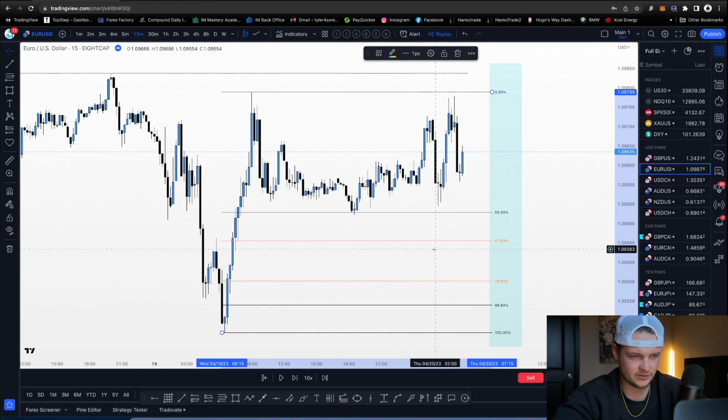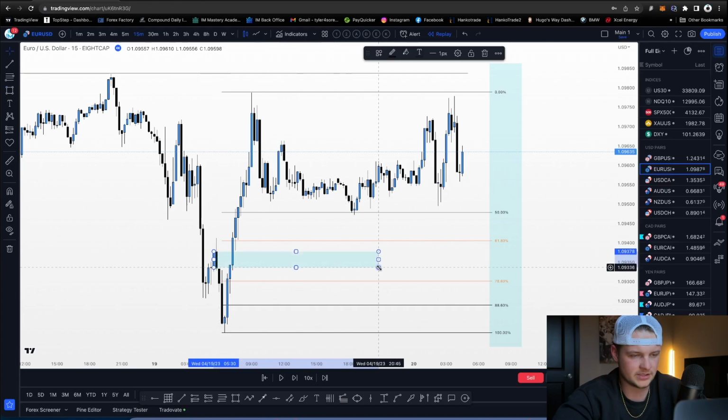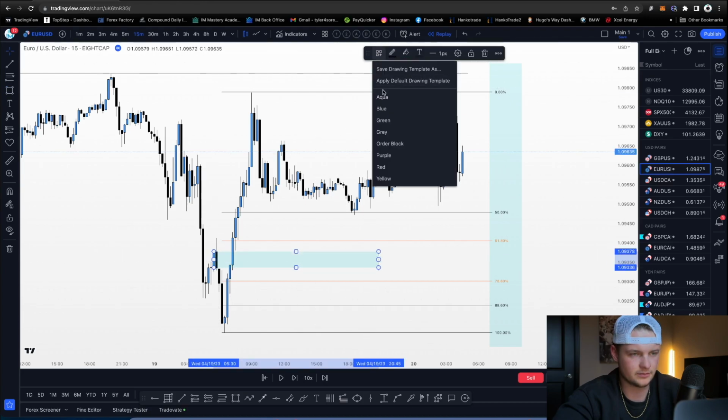Could you enter off of just the fib alone? Yes, you could. Is it ideal? No, it's not. You would want confluence. So what do I see for confluence? I see two things. Fair value gap right here. Breaker block right here. This is a failed order block with a fair value gap inside of it. Pretty amazing. Right in the middle of that OTE.